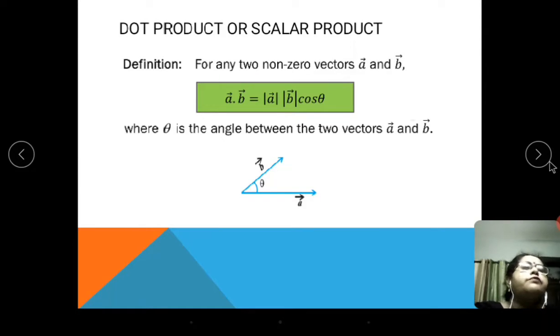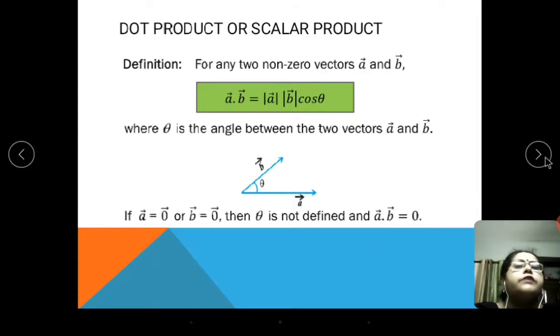So how do we define the dot product for zero vectors? If any of the vectors is 0, then we just define the dot product as 0. We just say that a dot b will give us 0.